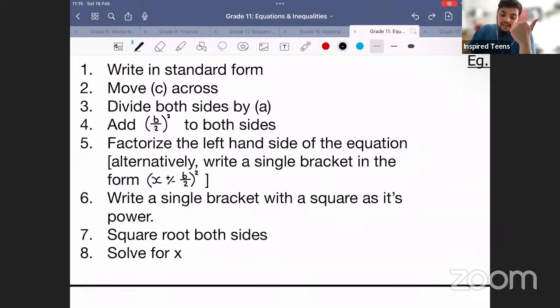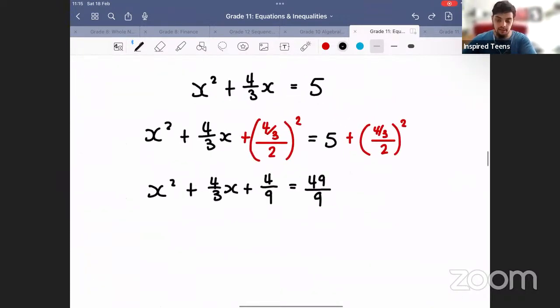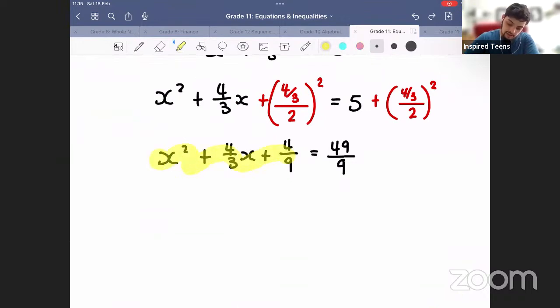Okay, so factorize the left-hand side of the equation, or alternatively, write a single bracket in the form x plus or minus b over 2, and then square that bracket. We'll show you now how you determine whether it's plus or minus. So you can either factorize, good luck factorizing this. So let's follow the second one where we're just going to make it x plus or minus b over 2 squared, right? We're going to follow that method. Remember I said, whatever the first sign is, I'll write it in the rules after this, whatever the first sign is, that's the sign we take.